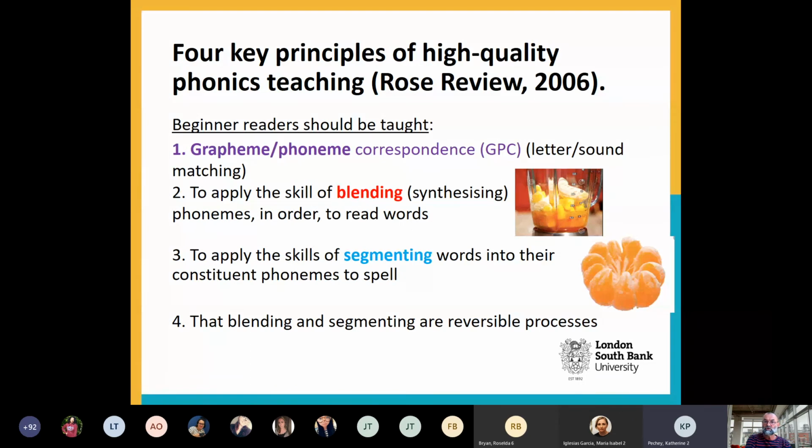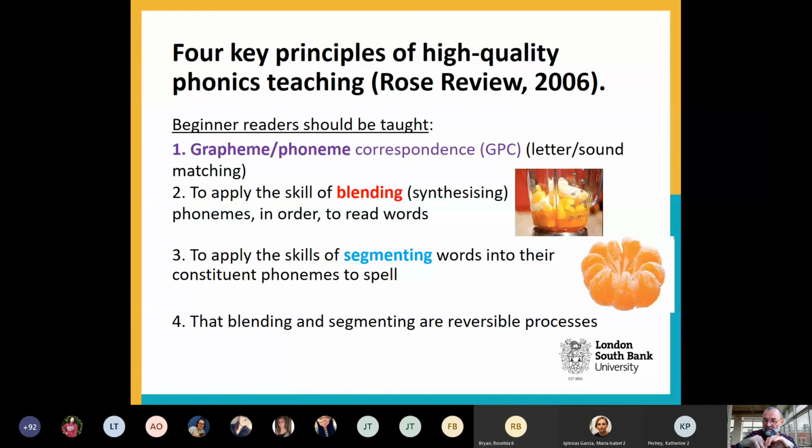What you're going to be teaching is grapheme-phoneme correspondence, so the relationship between the letter and the sound, the grapheme and the phoneme. You're going to be teaching beginner readers to blend phonemes. Cat. You're going to teach pupils segmenting words, into the constituent phonemes in order to spell. So you've got the word cat. You're going to try and break that down into a specific number of phonemes. In this case, it's going to be three phonemes, cat, cat, cat, in order to spell.